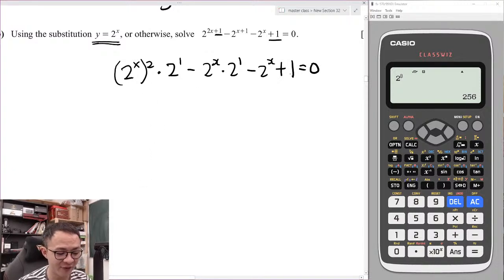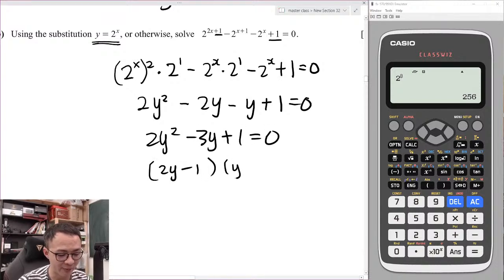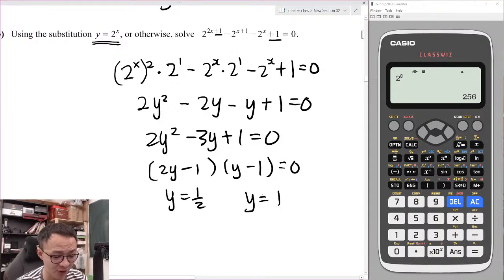Alright, if I write everything like this already, then I will sub my y into here. So 2 multiply y squared is 2y squared, because 2 power of x becomes y already, right? So it's 2y squared minus 2y minus y plus 1 equals 0. Okay, so it's 2y squared minus 3y plus 1 equals 0. So this is (2y minus 1)(y minus 1) equals 0. Then y equals 1 over 2, y equals 1. You shouldn't stop here because the question is not solved. That means the question actually wants you to find the x value. Then you kind of need to substitute 2 power of x here.